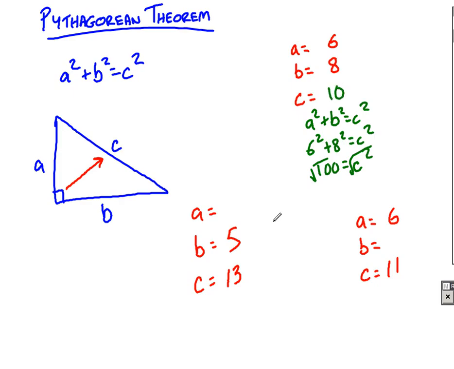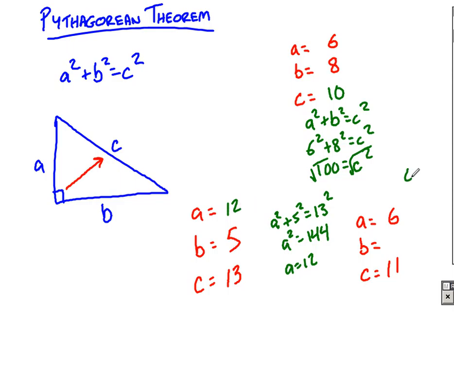For this one here, a squared, I don't know it, so a squared plus 5 squared equals 13 squared. I'm going to subtract this 5 squared, 25, from both sides, from 169. So that gives me 144 when I do that subtraction. Take the square root and get a is equal to 12.